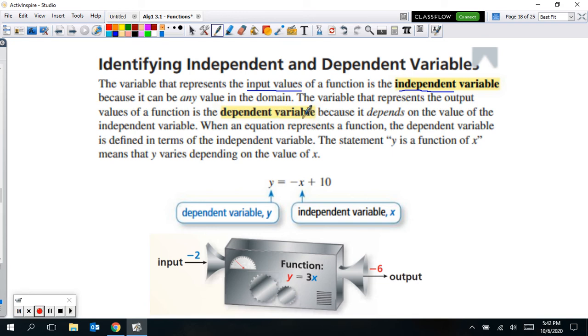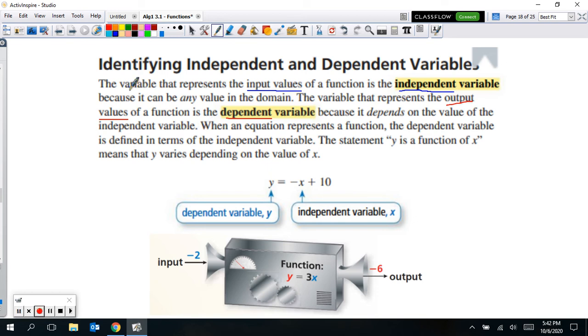For dependent variable, what you want to put there is that they are the output values. Maybe I'll do that in a different color there. The output values are the dependent variable. As you can see, that's the y-coordinate. Outputs are the y-coordinates. So the x is going to go in. If you're going to put something into the function, that's going to be the x. That's what it says here basically.